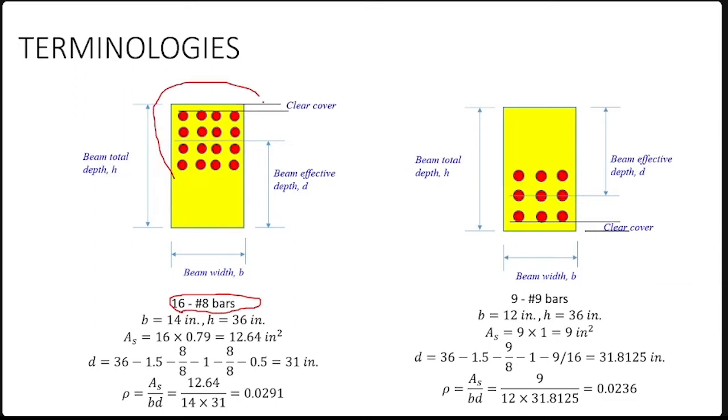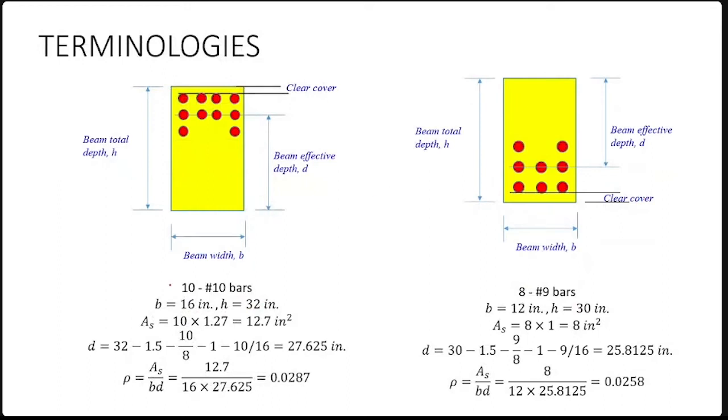We have 16 number 8 bars here. We have 9 number 9 bars here. You should also notice that either we have bars at the top or we have bars at the bottom, not top and bottom simultaneously. So every beam will mention the bar sizes and number of bars. Every beam will mention that.